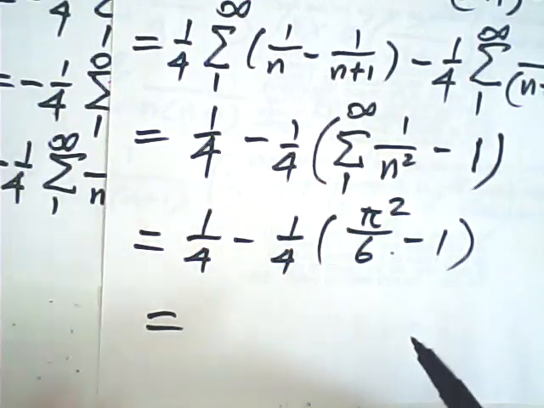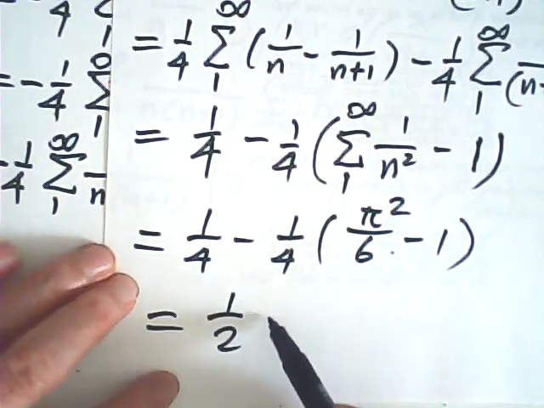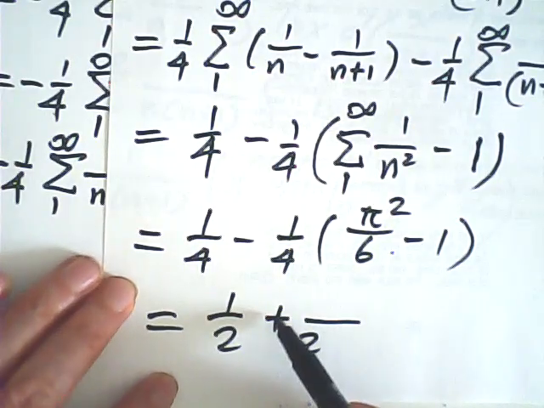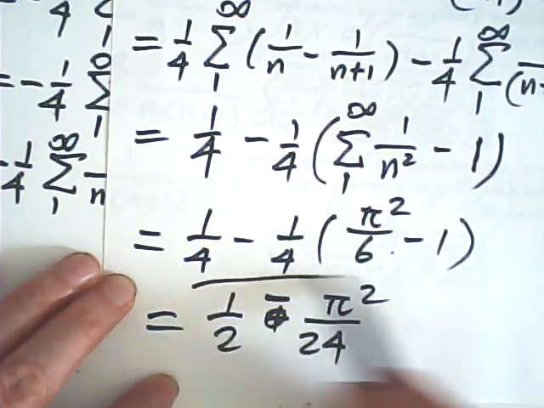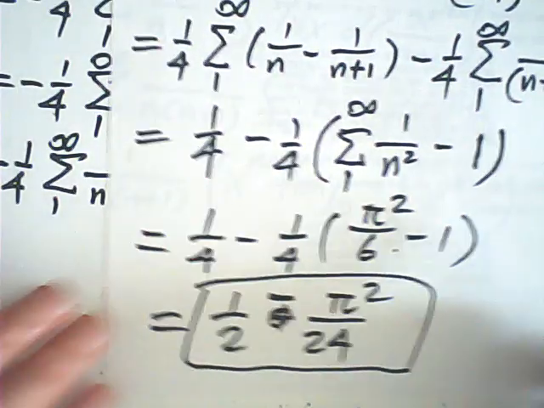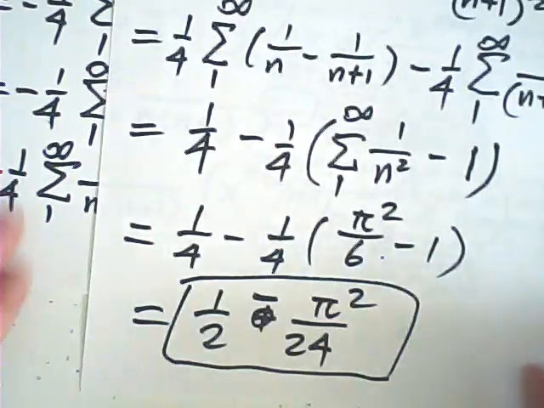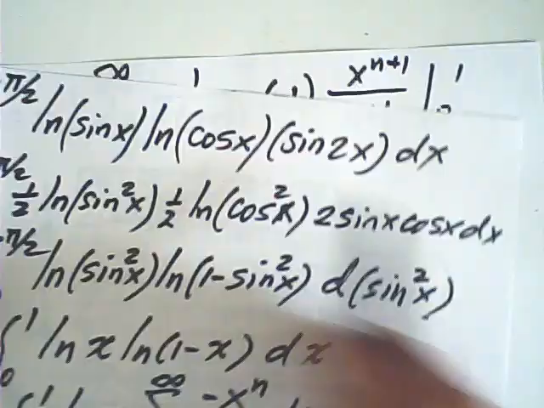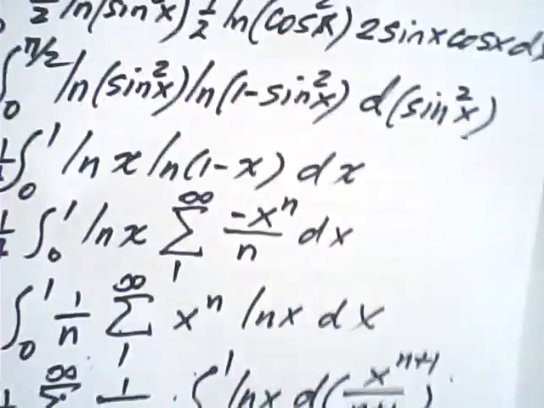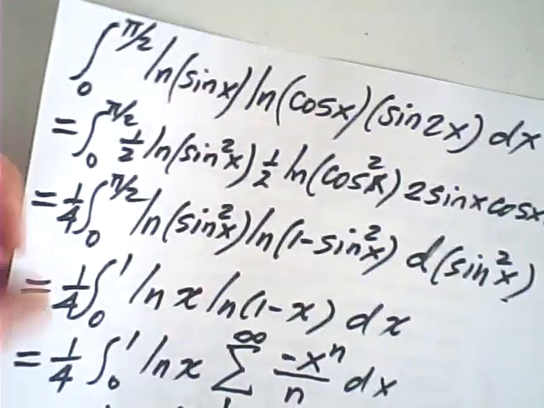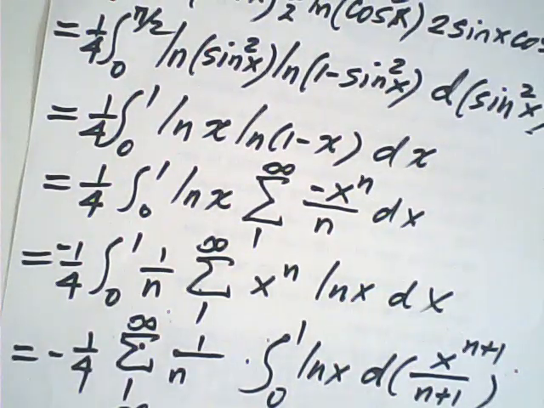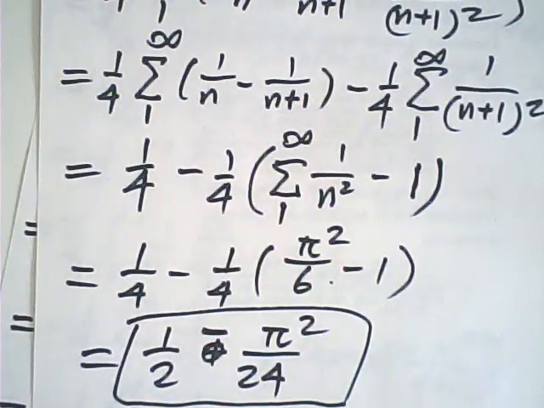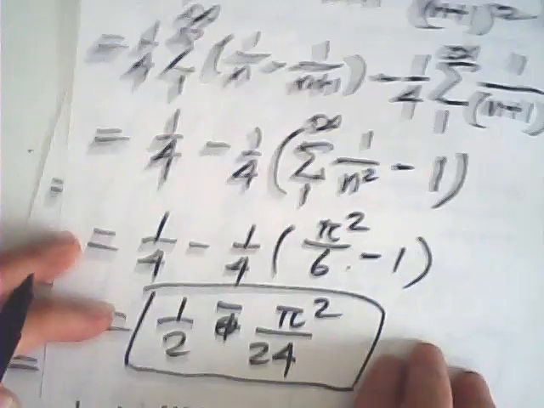So we end up with a half minus pi squared over 24. Yeah, that is the very answer to this incredible integral. Well, I hope everything is clear, and this is just a wonderful integral. I hope it's correct. Thank you.